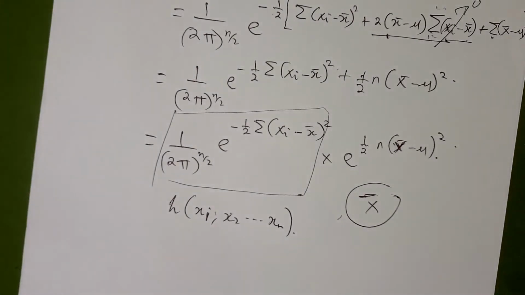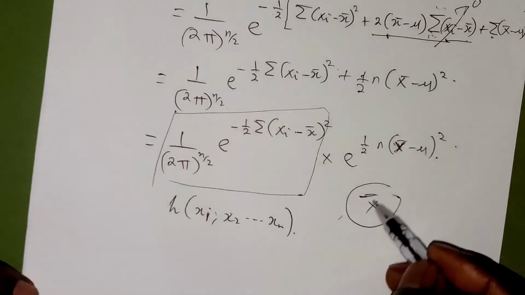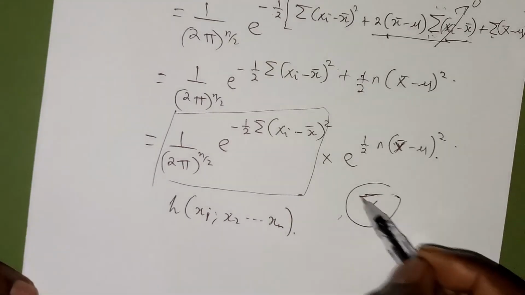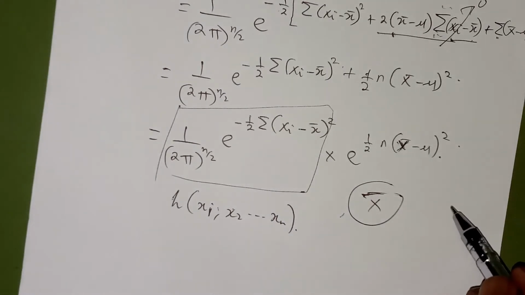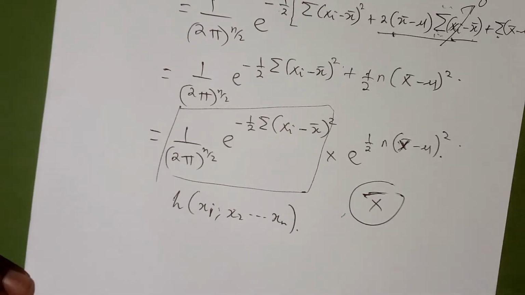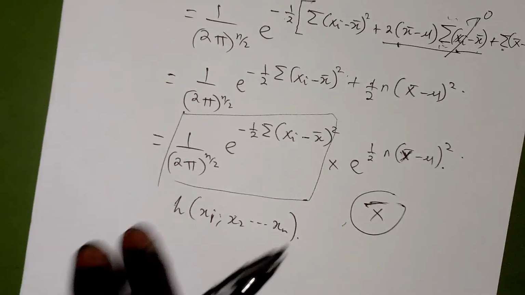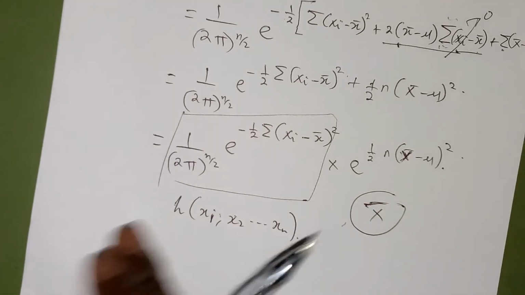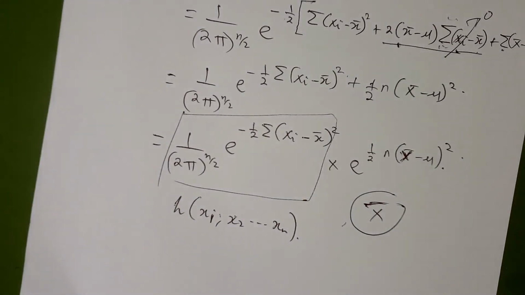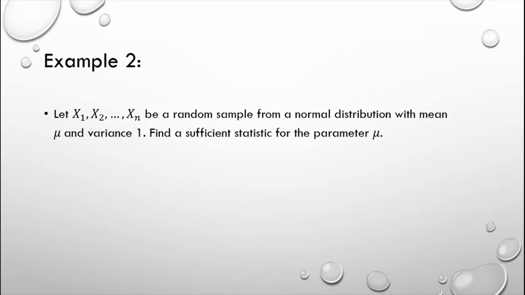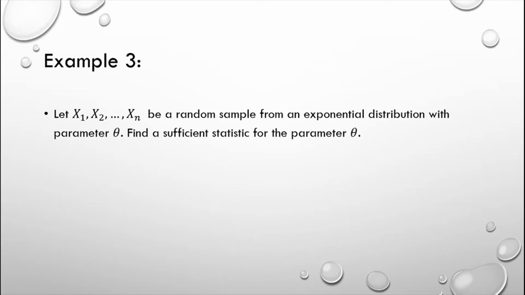All right, so this is how we go about the factorization theorem. And for the normal distribution, x bar is a sufficient statistic for mu. All right, I think this is how we do it. But I can feel like some of you still are not getting there, so let's have one more example on the factorization theorem. Our next example is the exponential distribution.